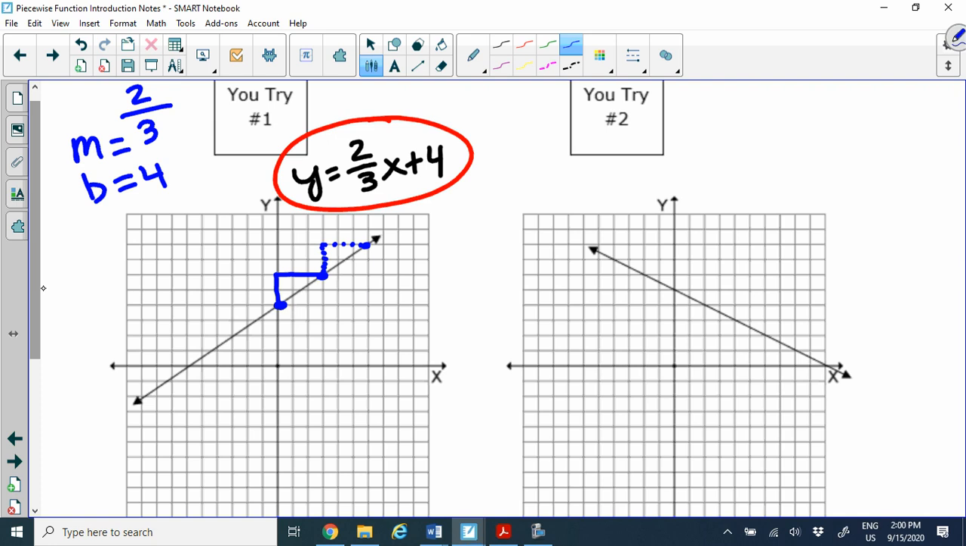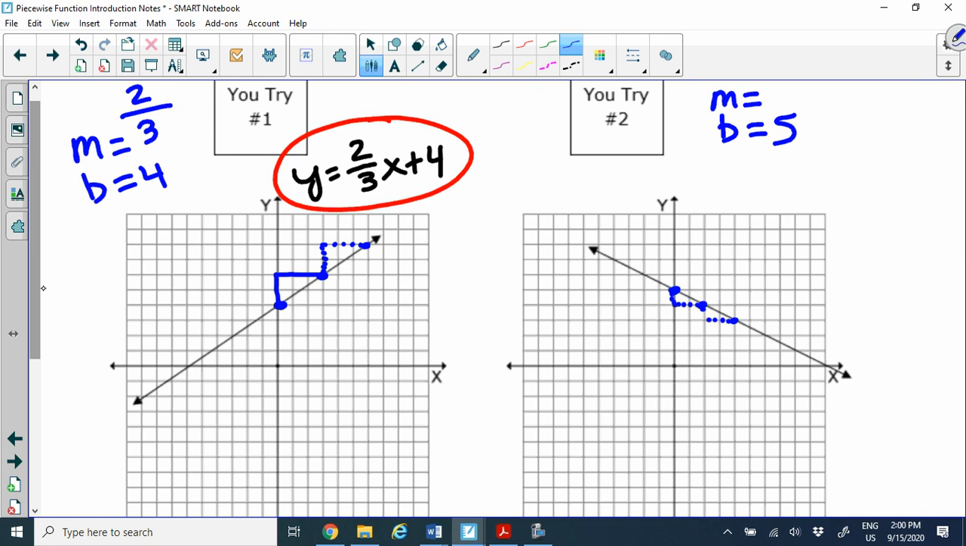Okay, let's try our last one. So once again, we're going to do the same thing. Figure out the slope and the y-intercept. Okay, y-intercept. I'm going to plot the point so I know. Looks like I have 1, 2, 3, 4, 5. So I'm at 5. Okay, let's figure out the slope. So I'm going to find another point or points that are on the graph and count. So it looks like we go down 1, to the right 2. Down 1, to the right 2.